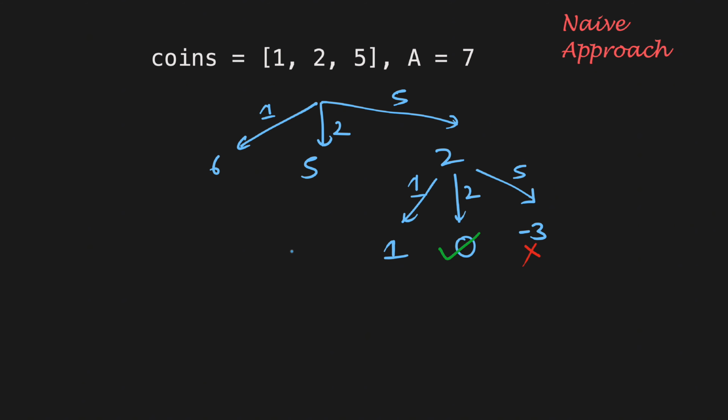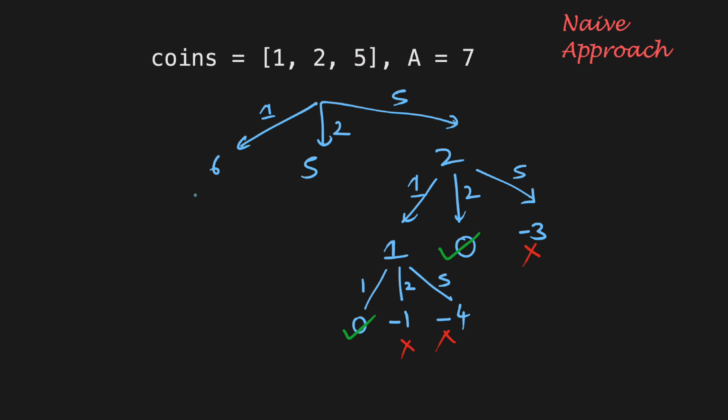Now continuing further down this path, we again have 3 possible choices. Either we can choose coin of denomination 1 or 2 or 5. And if we choose coin of denomination 1, remaining amount is 0. So we have hit the base case again. And this is also a valid way to make a change. And if we choose the coins of denomination 2 and 5, the remaining amount becomes negative. So we will backtrack and continue with the rest of the paths.